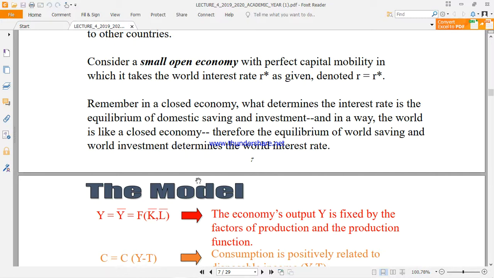So if there is some disequilibrium between what the world is saving and what the world is demanding, in that case the world rate of interest is also going to be disturbed, which means we expect some deviations of the world rate of interest from the equilibrium, because there is a disequilibrium in the global economy.